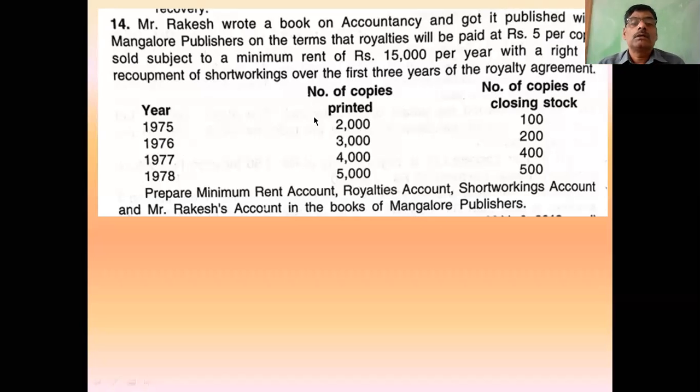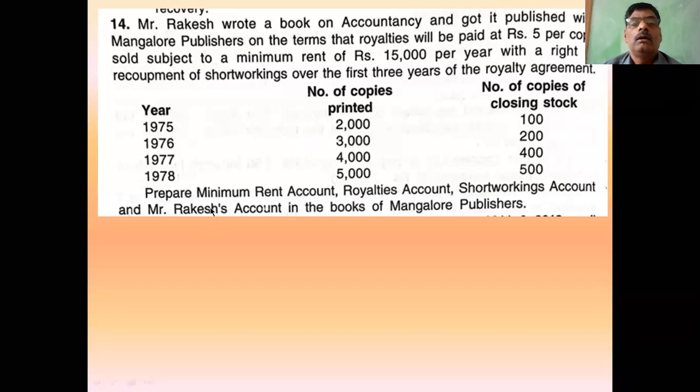And here copies printed means production. Quantity of closing stock is there. On the basis of this, first you have to calculate the quantity sold, copies sold, then prepare the royalty chart. They have to prepare minimum rent account, royalty account, short working account, and Mr. Rakesh account. These 4 accounts they have to prepare.